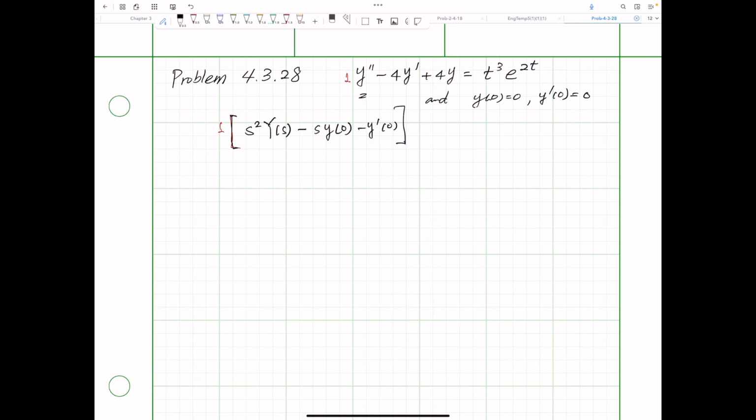And then minus 4 times y single prime, which is s Y of s minus y of 0. And then plus 4 Y of s.